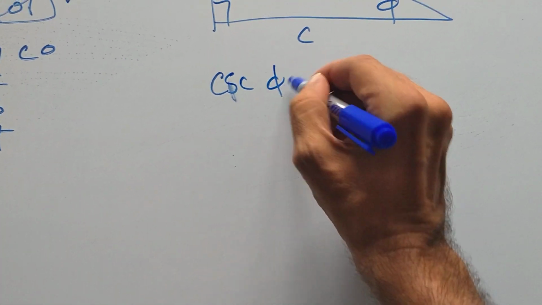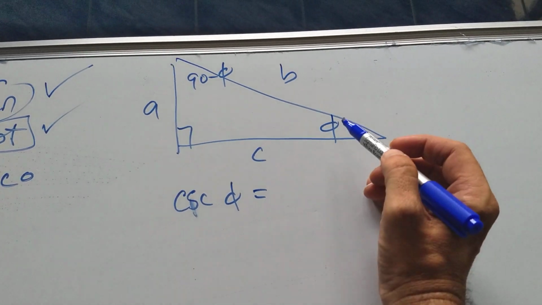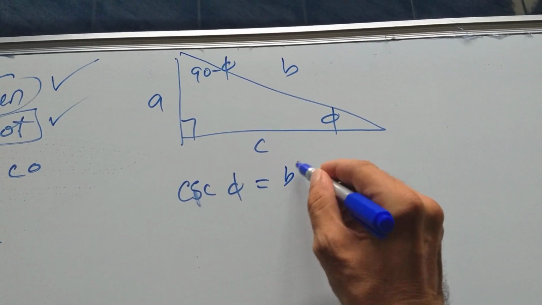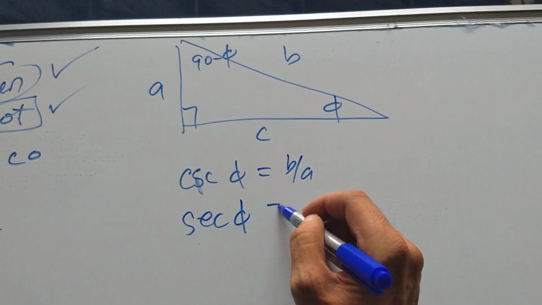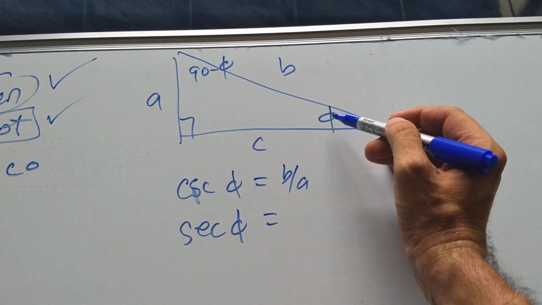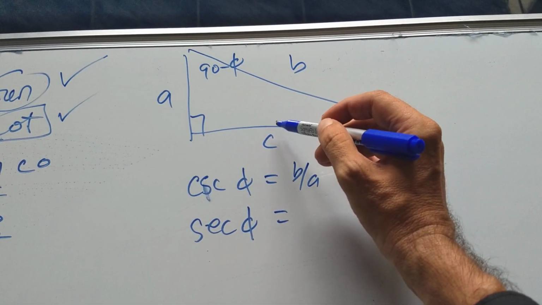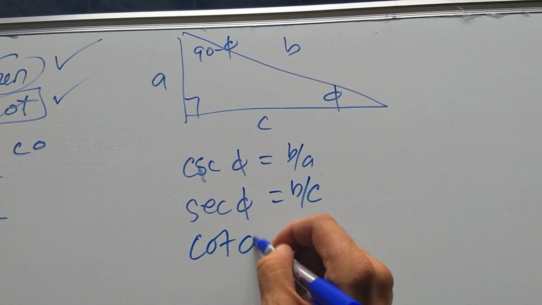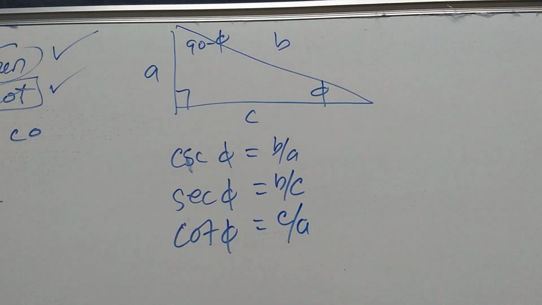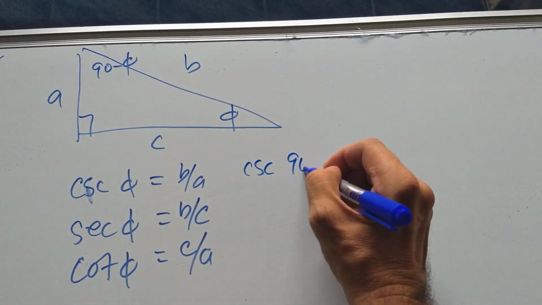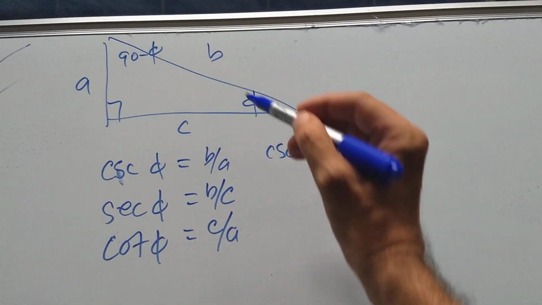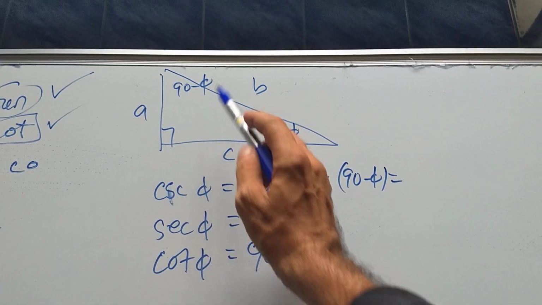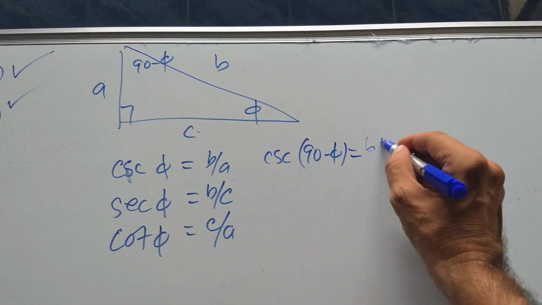Cosecant phi, what's cosecant phi? Well, cosecant is 1 over sine, so it's B over A. And what's secant phi? Secant phi is 1 over cosine, so it's C over B, 1 over that is B over C. And what's cotan phi? Cotan phi is C over A. Okay. Cosecant 90 minus phi, what's that? Cosecant of 90 minus phi is 1 over sine, so that's B over C.